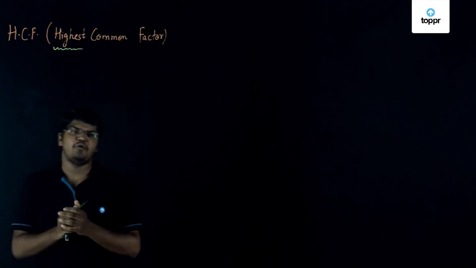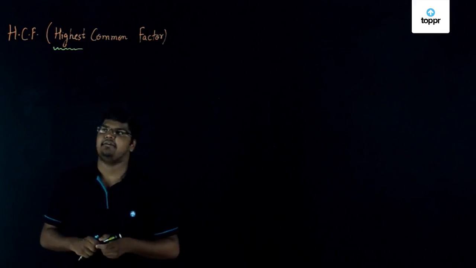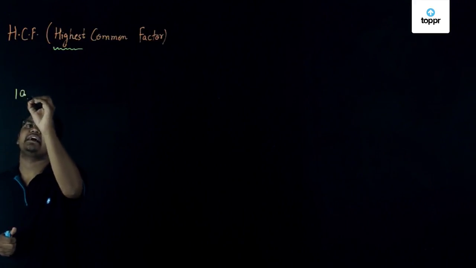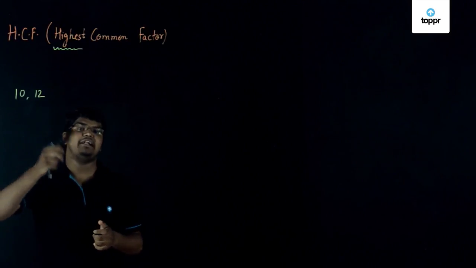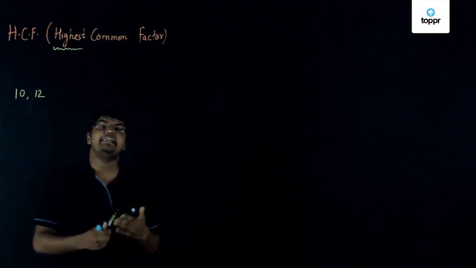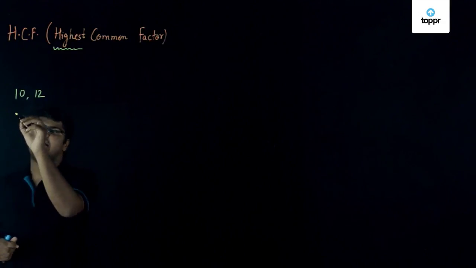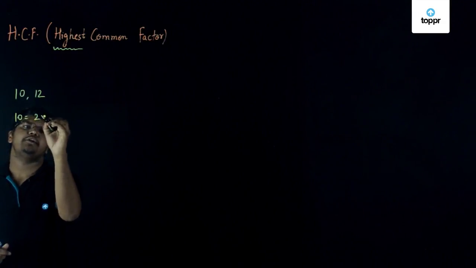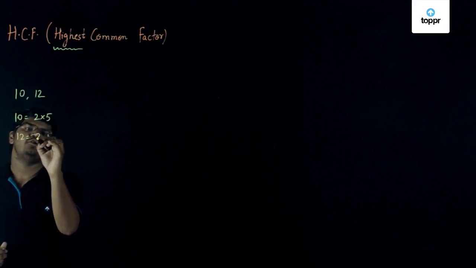So this time I am going to use some small numbers and then we'll see how we can find the HCF. The numbers which I am going to select are 10 and 12. So we need to find the HCF of 10 and 12. Again, the first thing I need to do is to prime factorize them. So 10 can be written as 2 into 5, and 12 can be written as 2 into 2 into 3.